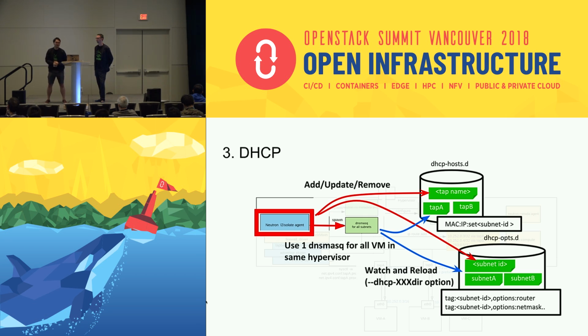And this dnsmasq instance is configured to monitor two directories. One directory is for the configuration describing the MAC and IP address pairs, which is created for each port. And the other directory is for the configuration describing the DHCP options, like gateway IP or static routes, which is created for each subnet in Neutron. And once any configuration has been changed inside these directories, the dnsmasq process automatically reloads and provides the DHCP service to all VMs inside the hypervisor.